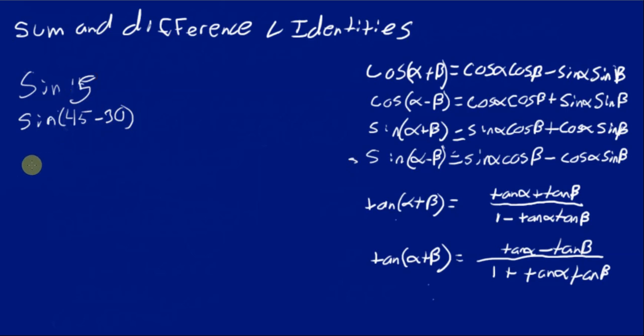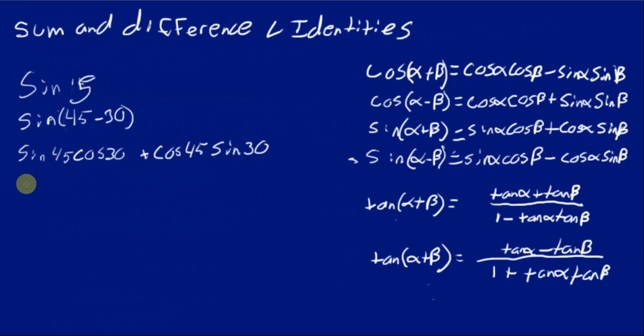which is going to equal the sine of alpha, which is going to be the sine of 45, times the cosine of beta. So we want the cosine of 30, and we're going to add to that the cosine of alpha, so cosine of 45, times the sine of beta, or the sine of 30.